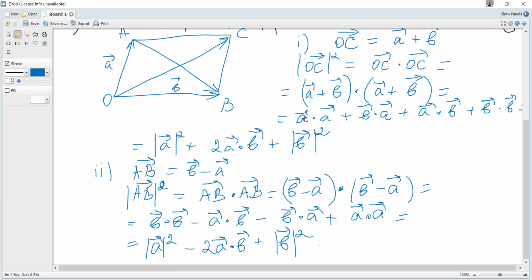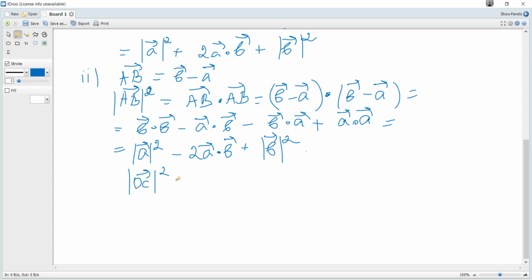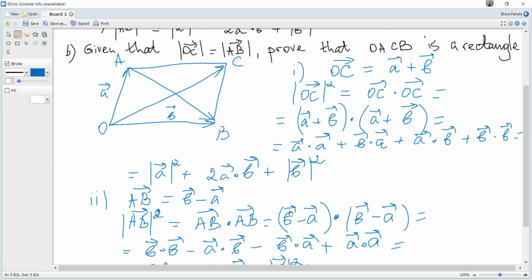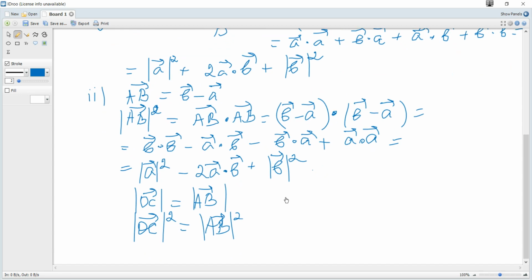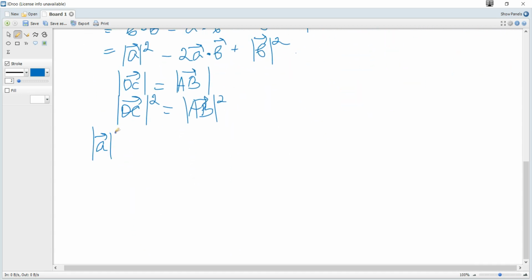And next, given that the magnitude of OC is equal to the magnitude of AB, prove that OACB is a rectangle. Since the magnitude of OC is just its length, if the length of one vector is equal to the length of another, then the lengths squared will also be equal. So we can write that the magnitude of OC squared is equal to the magnitude of AB squared, and we can equate the obtained results, so it becomes the magnitude of a squared plus 2 a dot b plus the magnitude of b squared is equal to the magnitude of a squared minus 2 a dot b plus the magnitude of b squared.